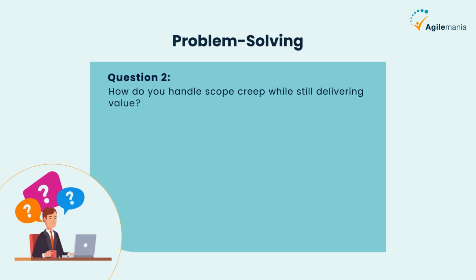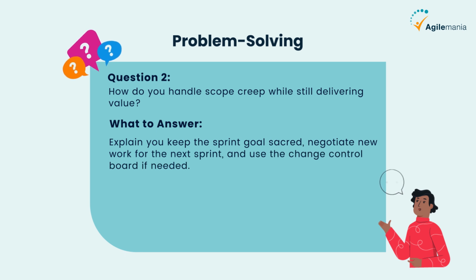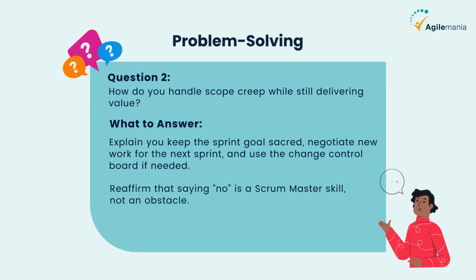Question 2. How do you handle scope creep while still delivering value? What to answer? Explain you keep the sprint goal sacred, negotiate new work for the next sprint, and use the change control board if needed. Reaffirm that saying no is a Scrum Master skill, not an obstacle.